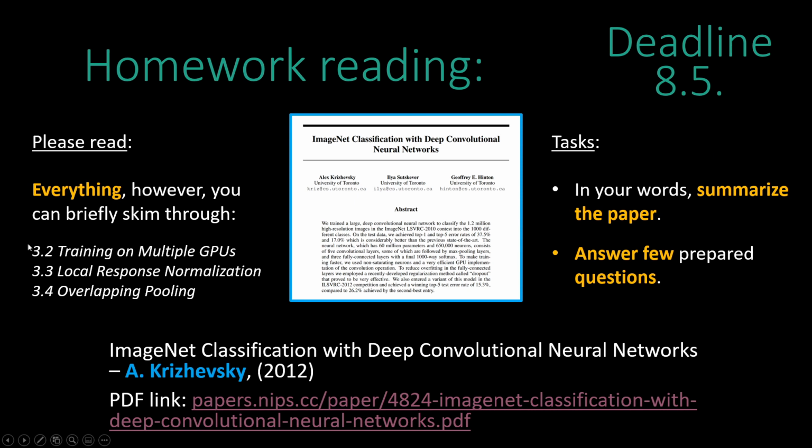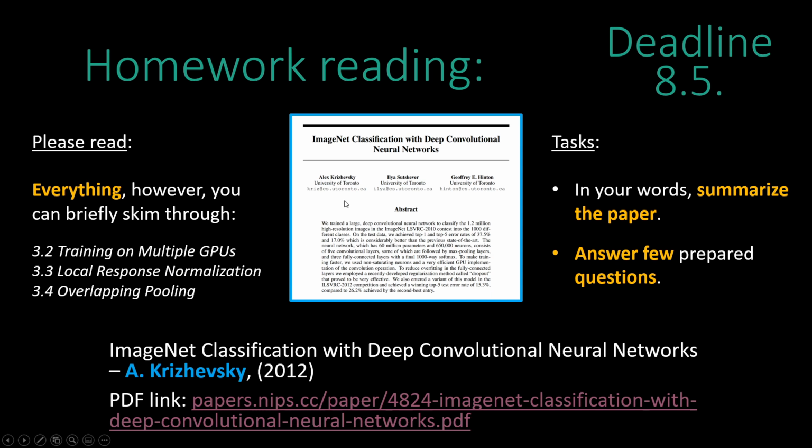The parts that you can skip, or not skip, but just skim through, are these chapters: 3.2 training on multiple GPUs, 3.3 local response normalization, 3.4 overlapping pooling. These are some details, hacks they had to do to fit the model on multiple GPUs when training, and then some tricks they used to minimize their errors. However, these techniques are outdated now, so it doesn't really matter if you understand them too well. But if you want, you can still go through them, but it's not necessary.